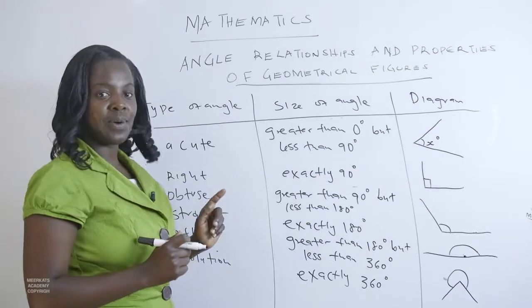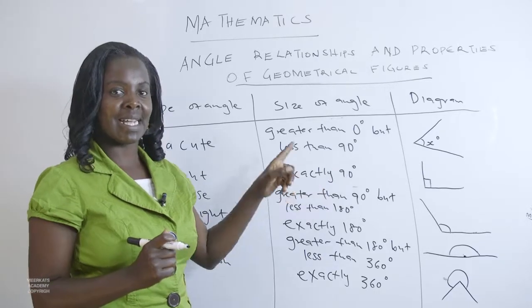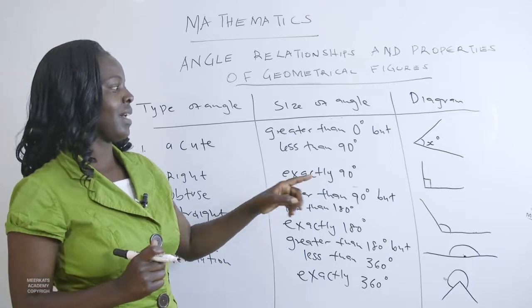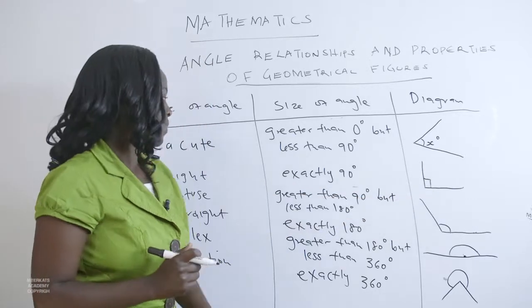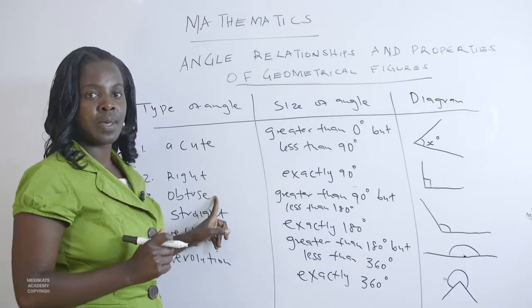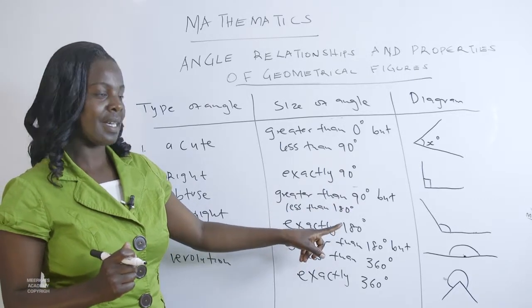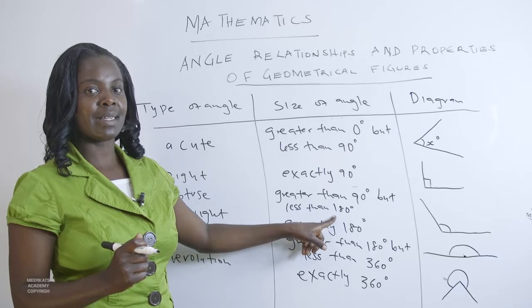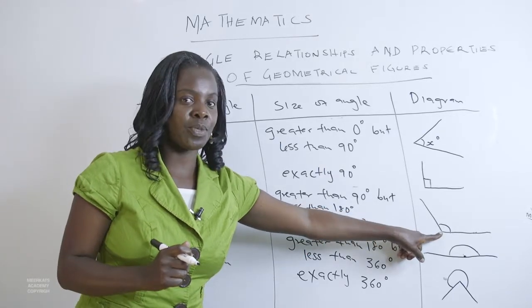We also have another angle that we call a right angle. This is measuring exactly 90 degrees. And it is written this way. This is a right angle, a 90 degrees angle. We have an obtuse angle. This one is greater than 90 degrees, but less than 180 degrees. So this is an example of an obtuse angle.